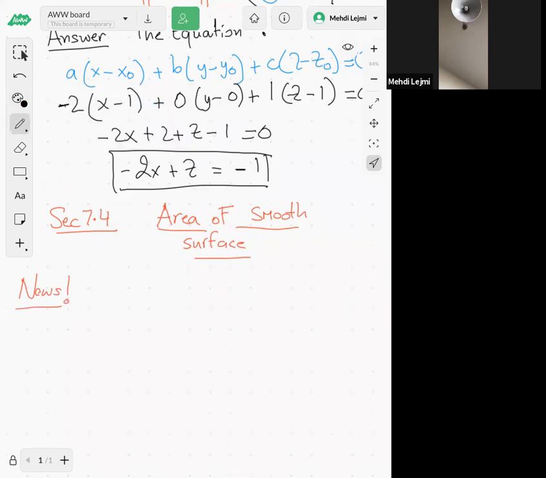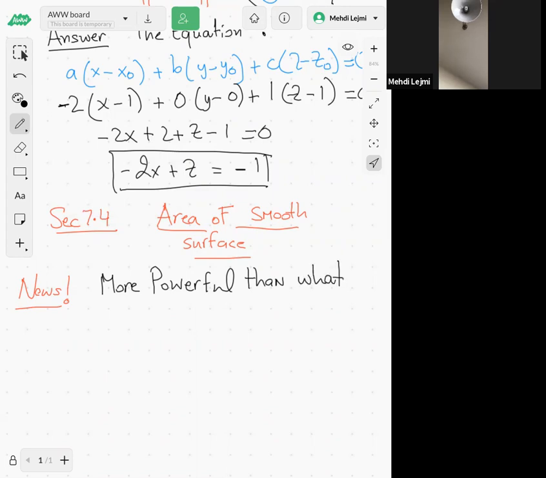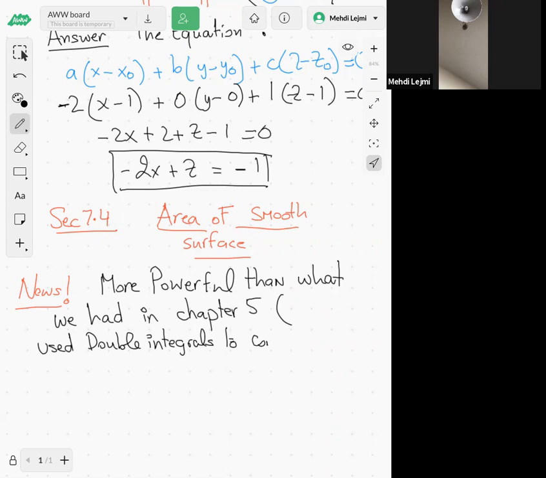So this is more powerful than what we had in chapter 5 with the double integrals. I remember in chapter 5 we used double integrals to compute the area of a surface.